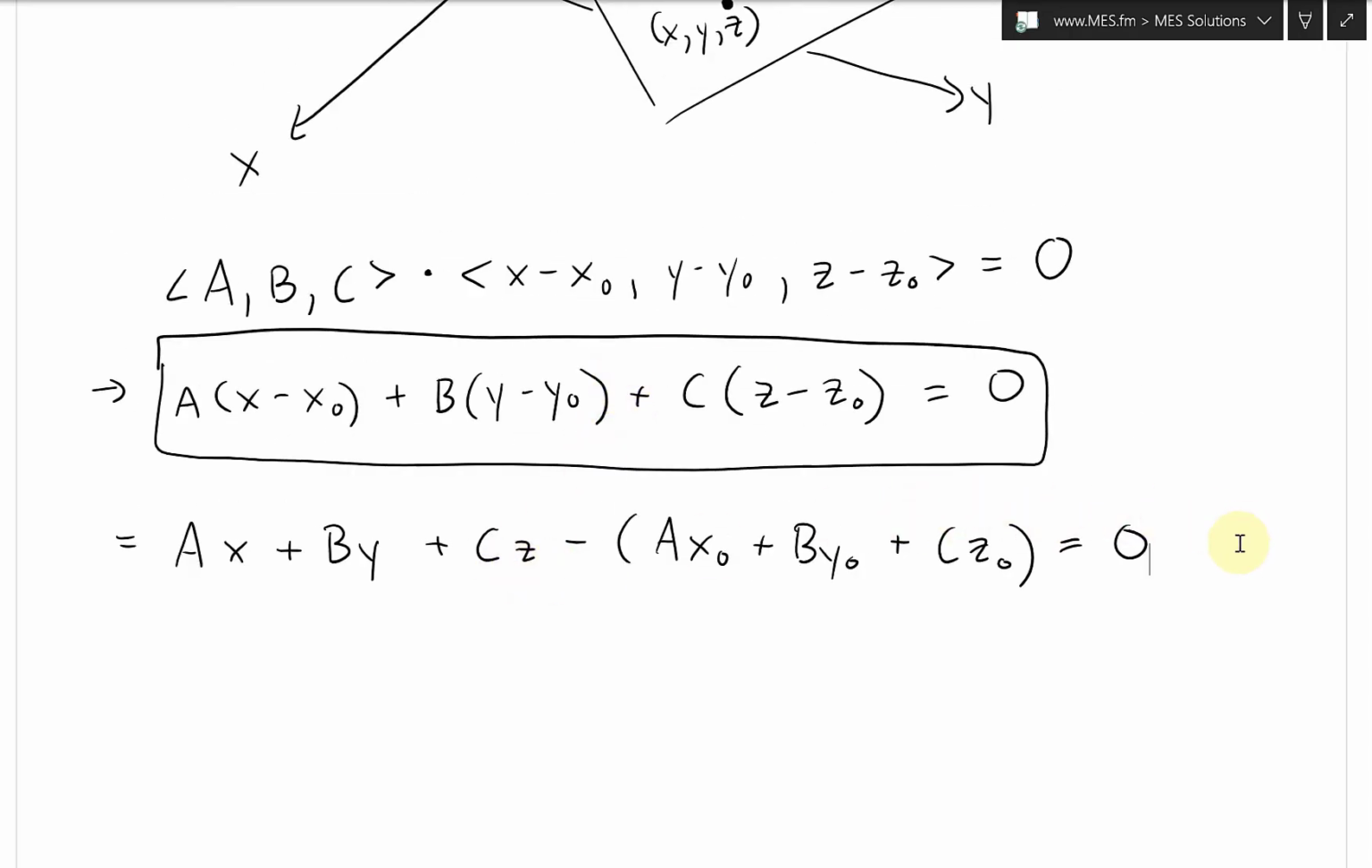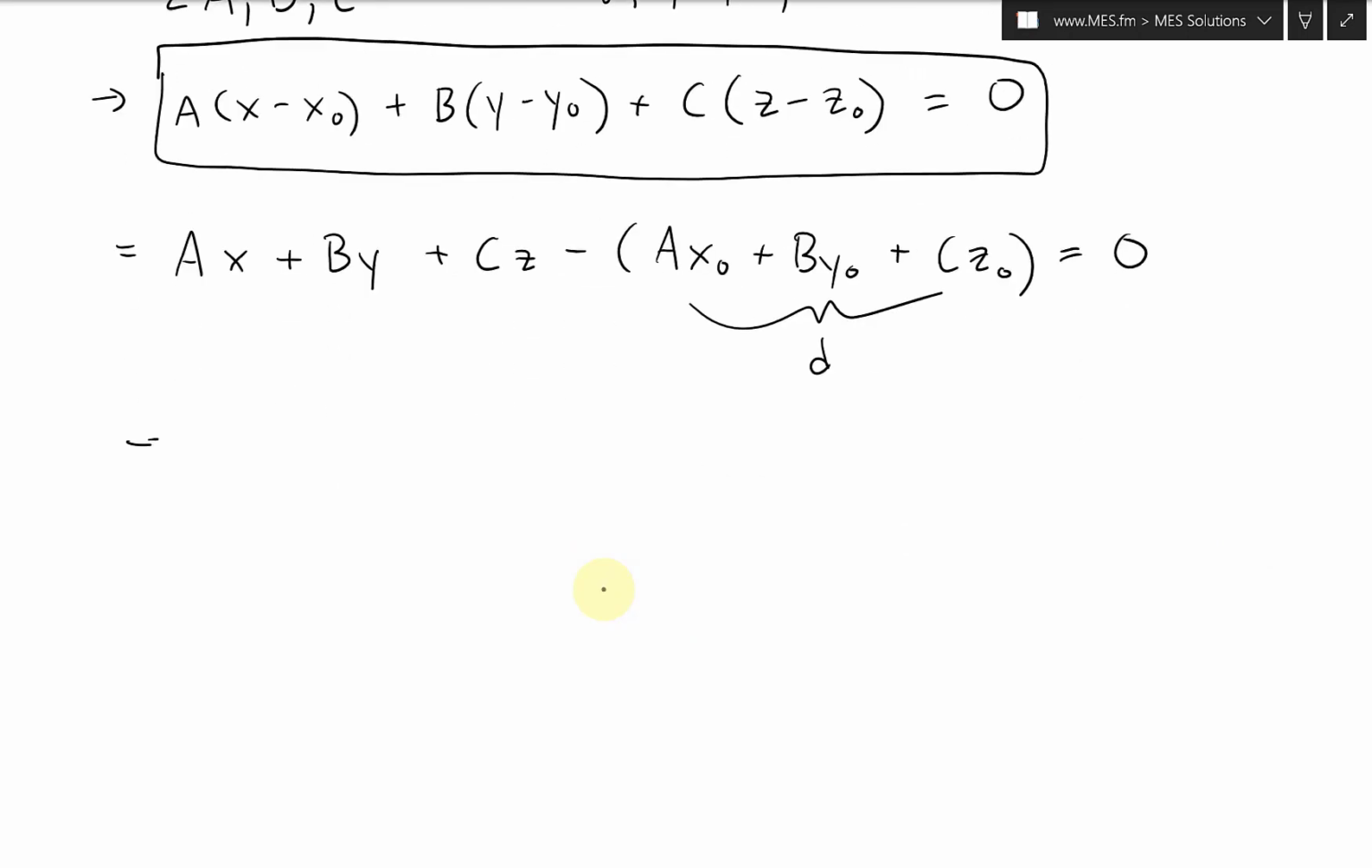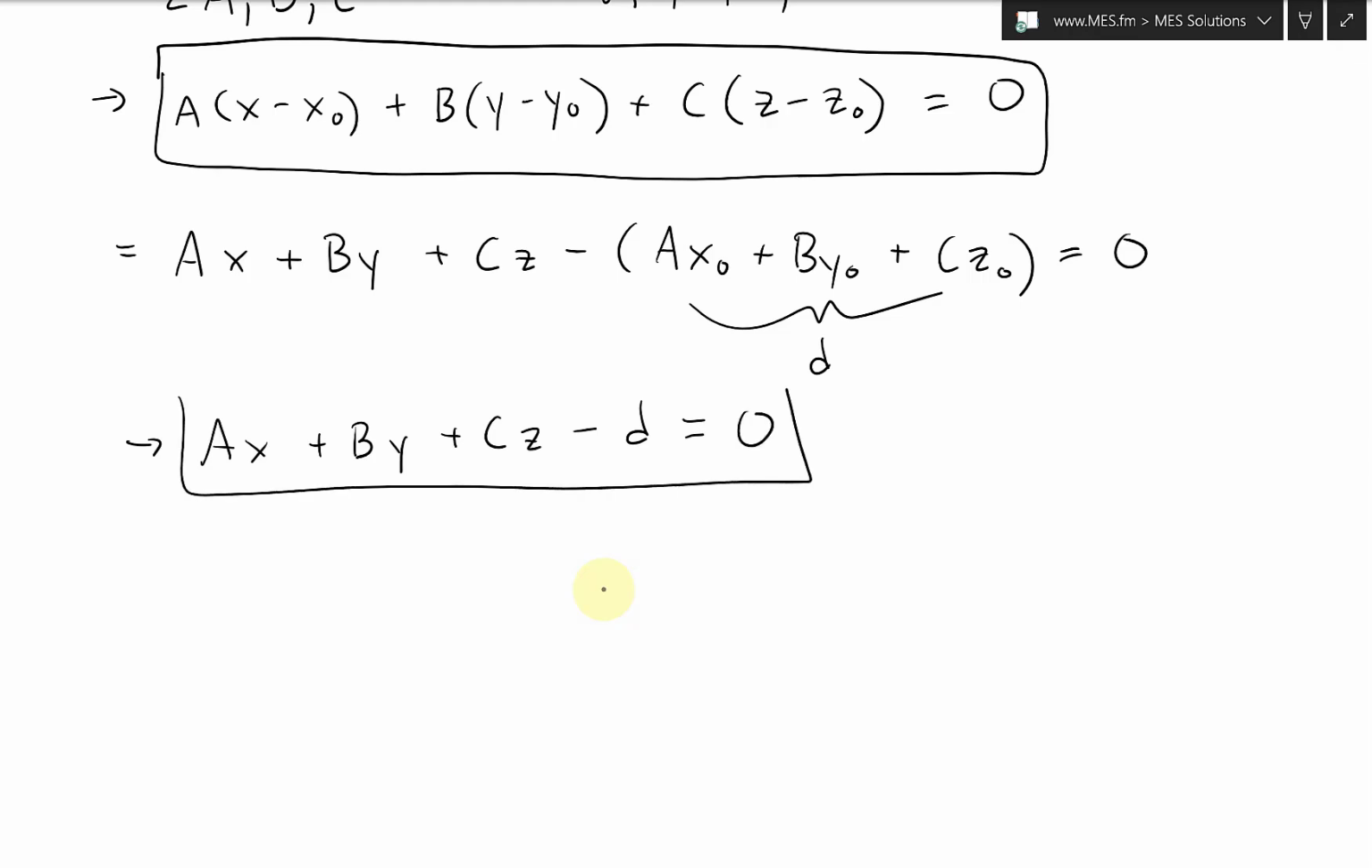Alright, so now that we have this set up, I'm going to call this lowercase d, and then just write this out as ax + by + cz − d = 0. So this is the equation of a plane that's usually given.